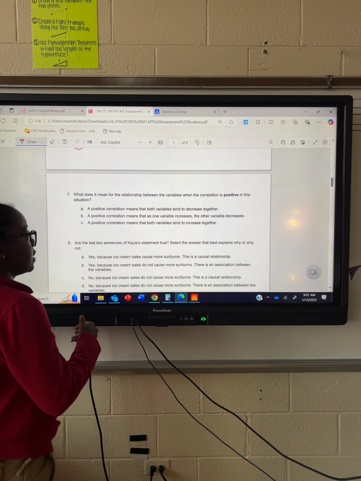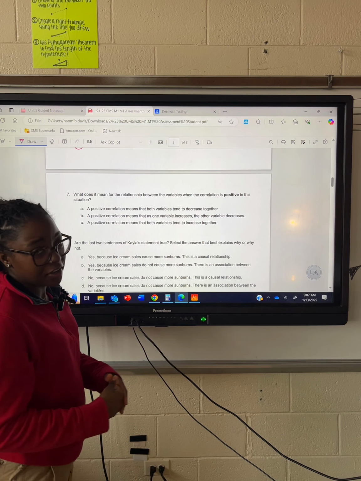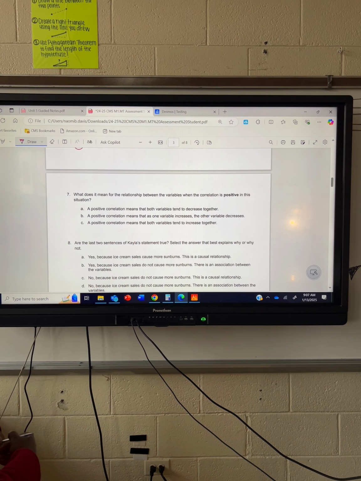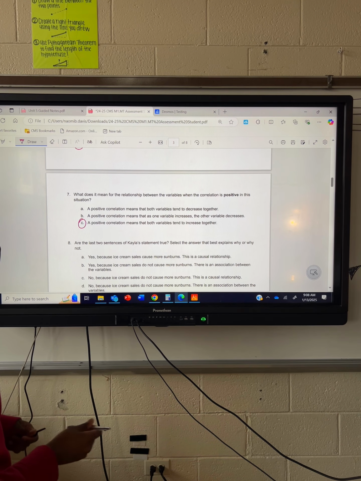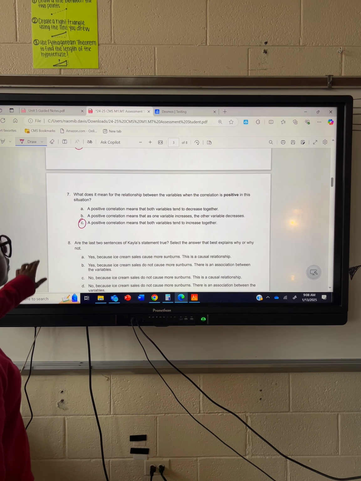And what does it mean for the relationship to be positive? Remember, positive means as one increases, the other increases. So a positive correlation means both the variables tend to decrease together. A positive correlation means as one variable increases, the other variable increases. A positive correlation means that both variables tend to increase together. There we go. When one variable increases, the other variable increases. Positive.